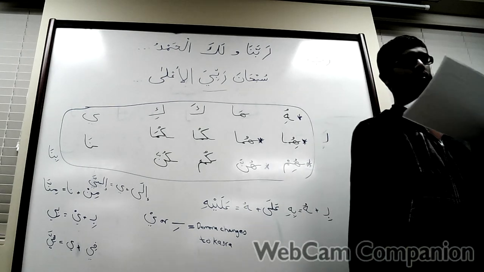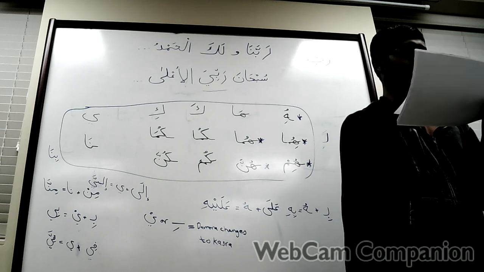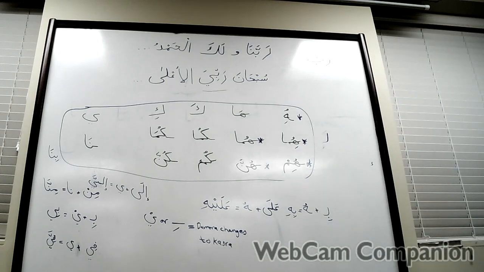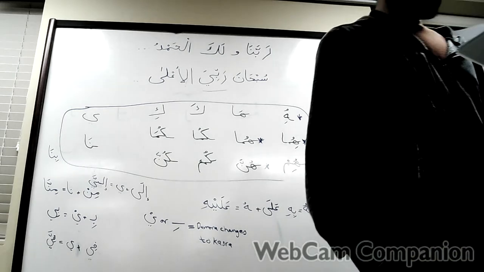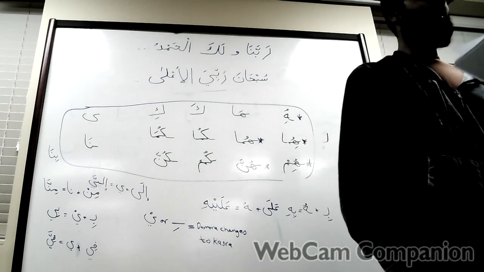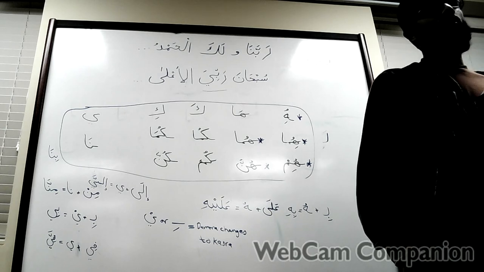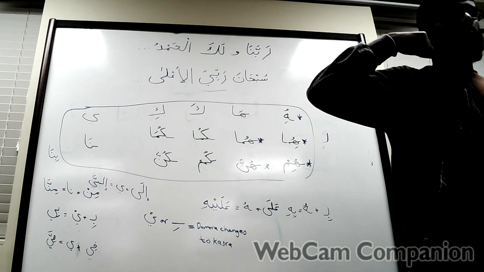Alright, read the first line. Page 61. How about you, brother? Can you read? It's okay. You go ahead. هذا بيتي. So هذا بيتي means this is my house. Keep going.